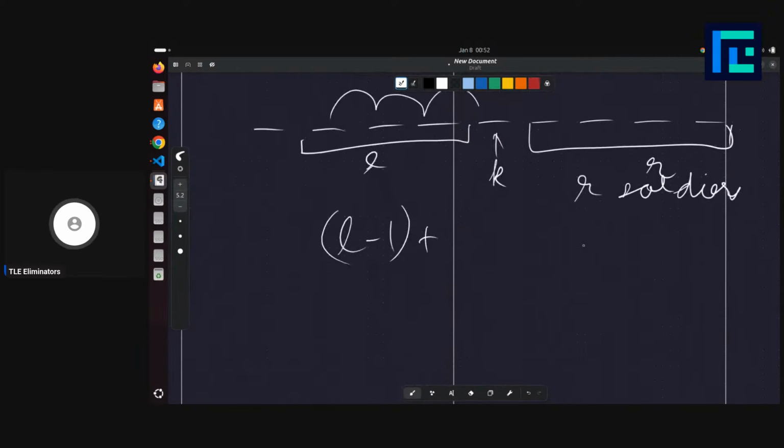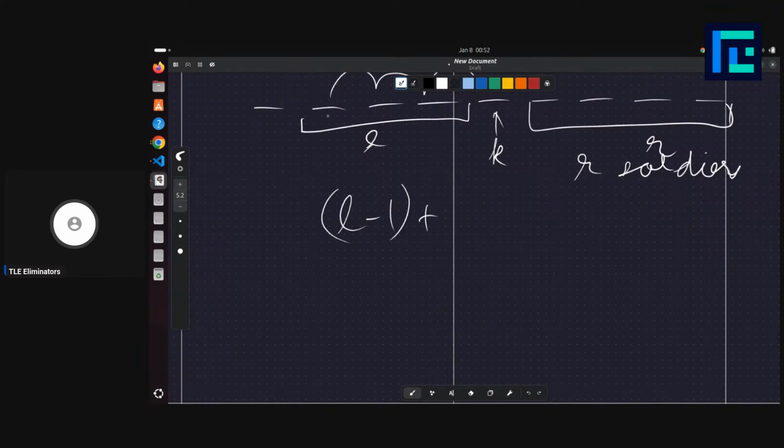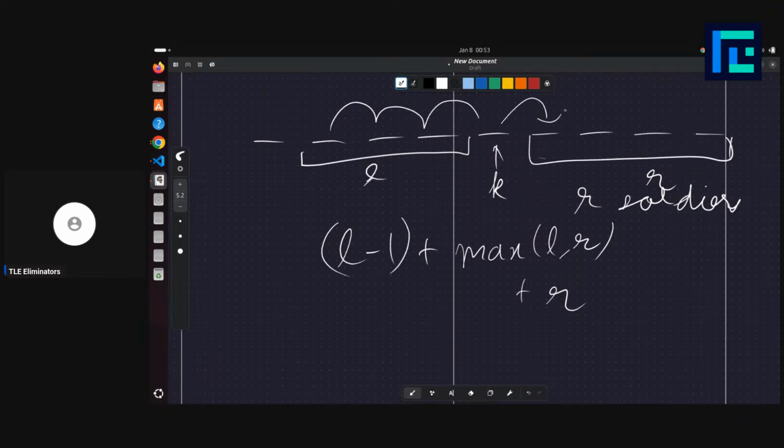Okay. So L minus 1 for the initial cooking of the left hand side soldiers. Then we'll have to wait L days to send them towards the left, but also R days to cook the right hand side ones. So max of L comma R. So in this time, all the R soldiers would be cooked, and then we'll spend R more days to shift them like this. Okay.